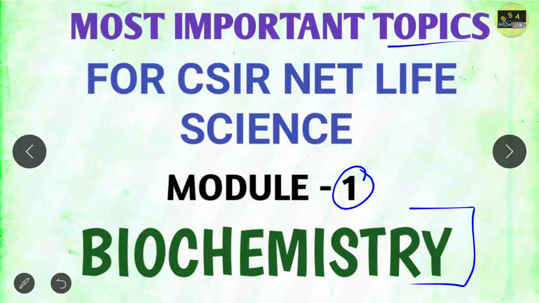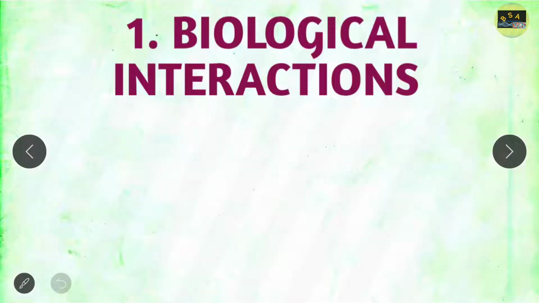So what do you have to study for biochemistry? I know that you are preparing since last year December or January, and that you have read biochemistry well, but some of the important topics that I am going to discuss here, you must note down. So first, in biochemistry, the first part is chemical biological interactions.